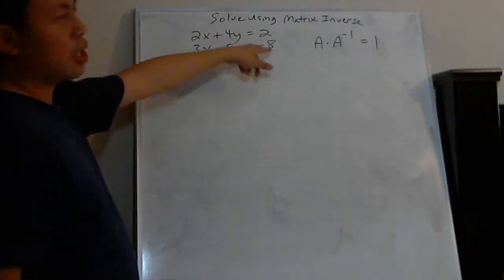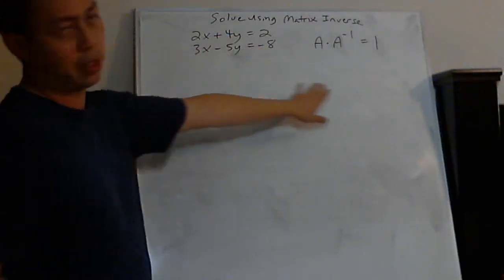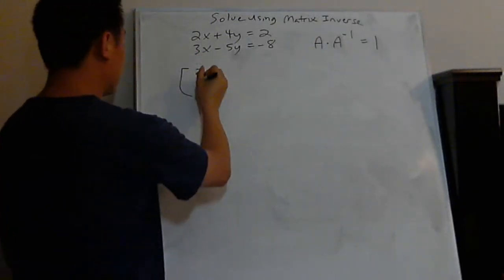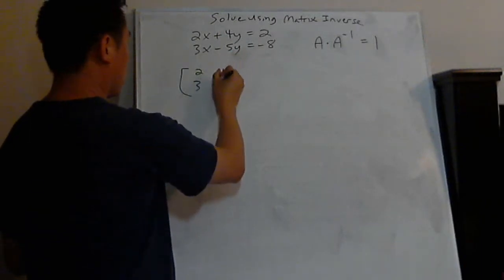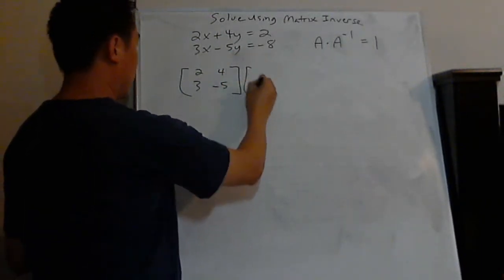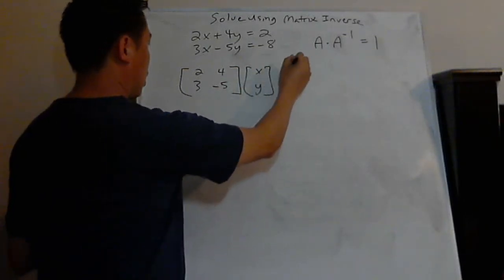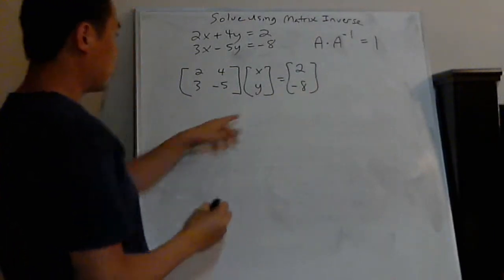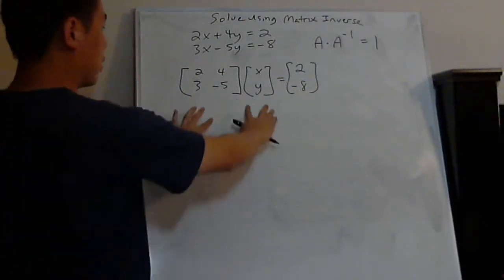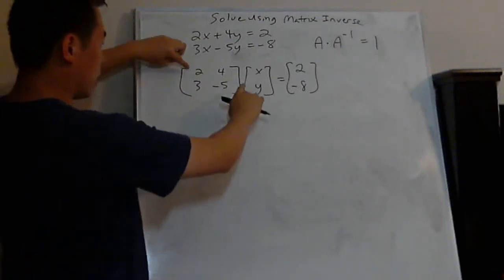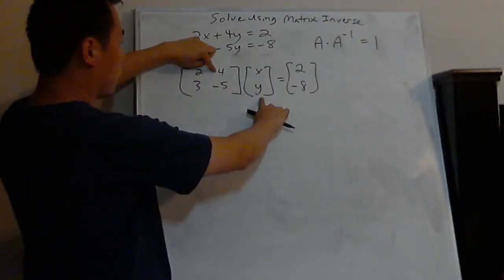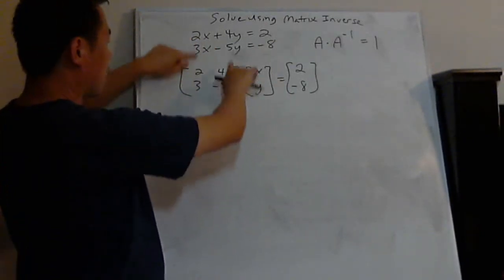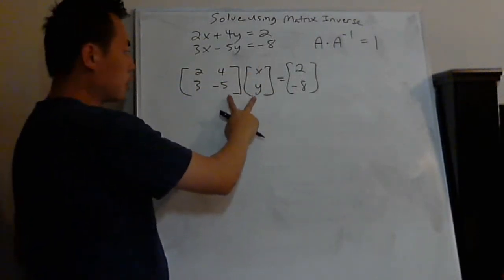So to use matrices for this example, you want to put it all in matrix form. The way you do this is you put the coefficients, 2, 3, 4, -5. And the reason why you have x and y in this matrix is because when you multiply it, think about it, it's 2 times x plus 4y here. And then the next one is 3 times x minus 5y. See, it makes sense. That's why you can split it into these two matrices.